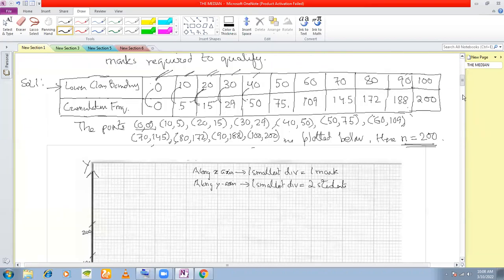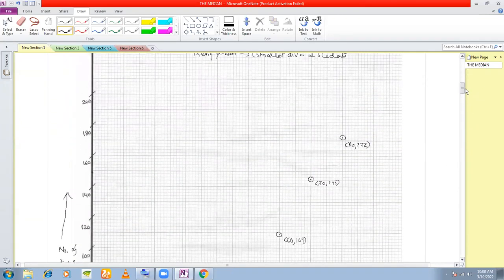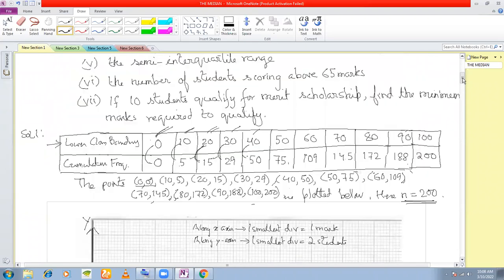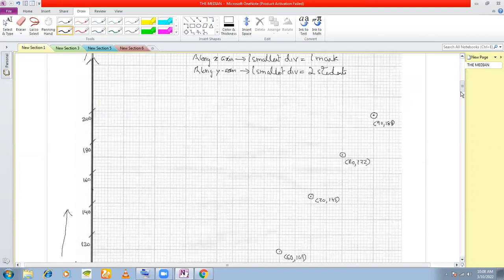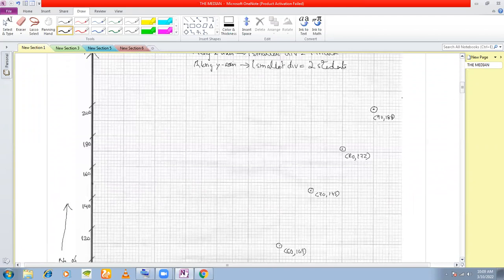Next is 90, 188. So you have 90 here, start moving above 90, 188. That means one division below 190. Which one is your 190? This is your 190. So one division below 190. This. So 90, 188. Right? And finally, you have 100, 200. 100 is somewhere over here and start moving vertically above. So this is 200 here. Right? So somewhere over here will be 100, 200.